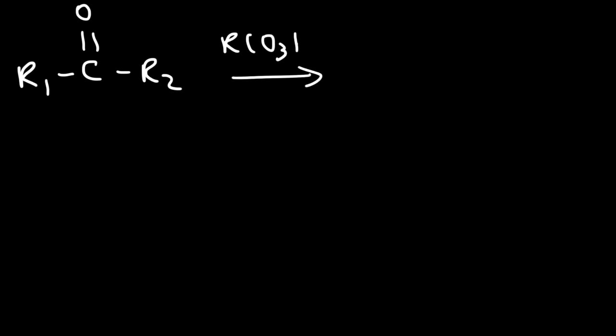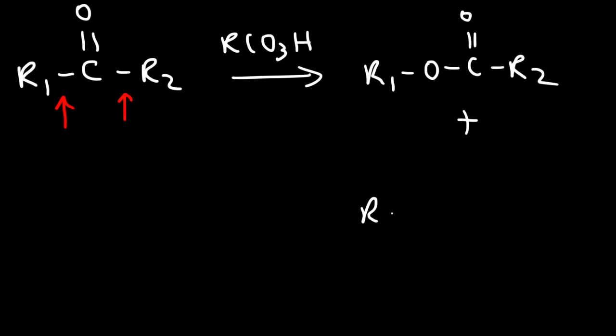Now let's talk about the Baeyer-Villiger oxidation reaction. And so we're going to react a ketone with a peroxy acid. And in order to draw the product of this reaction, all we need to do is insert an oxygen either between R1 and the carbonyl carbon or between R2 and the carbonyl carbon. So the product could look like this, or it can be like this.